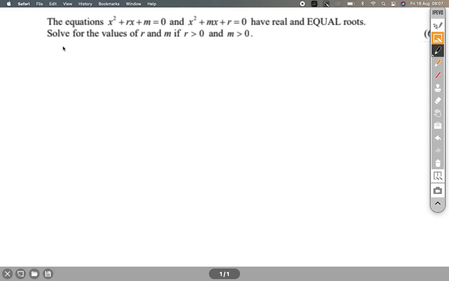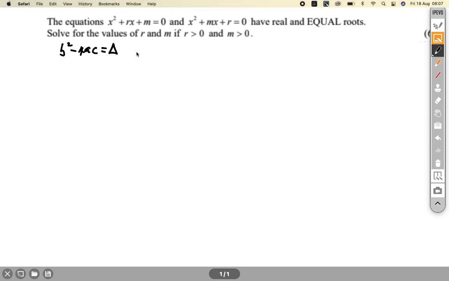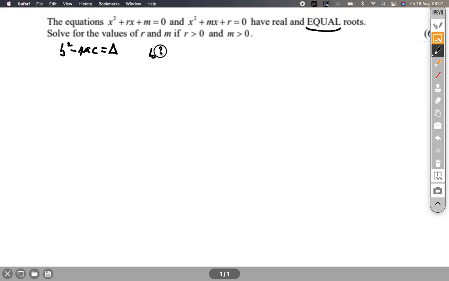Okay, so you know that we need to apply b squared minus 4ac, which is equal to delta. But now, since they said equal roots, this means that we must have b squared minus 4ac equal to 0. Okay, so we can remove that.